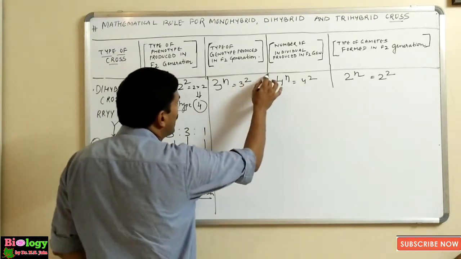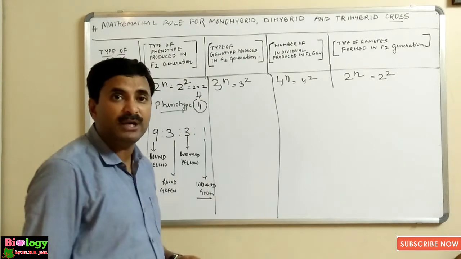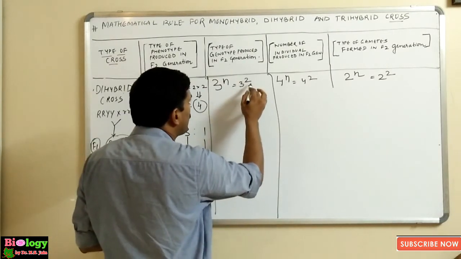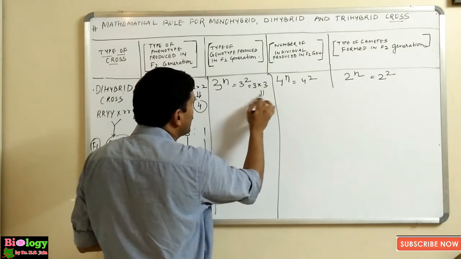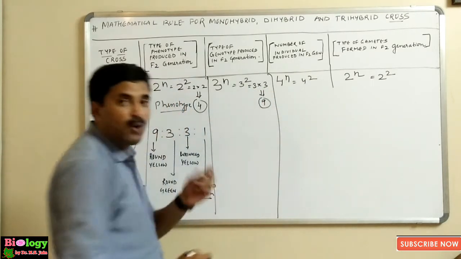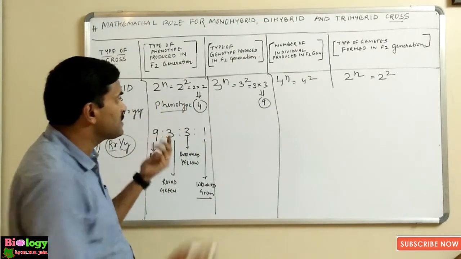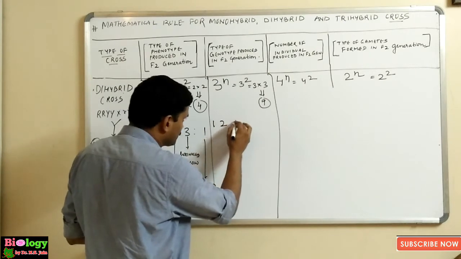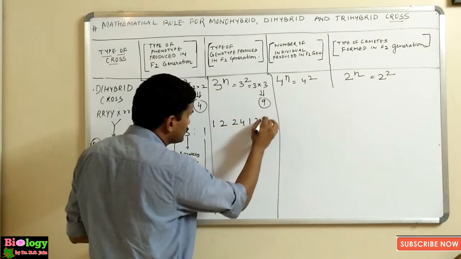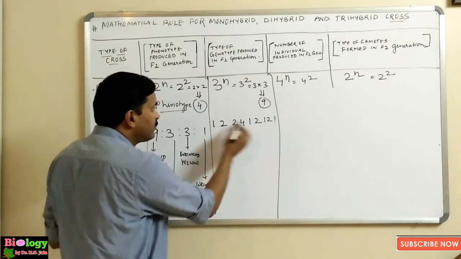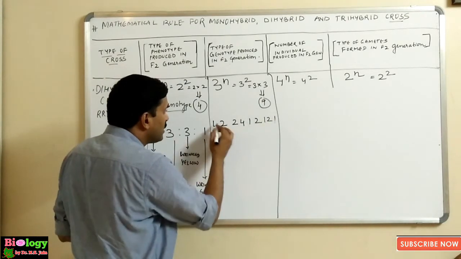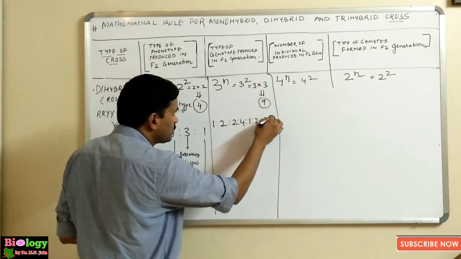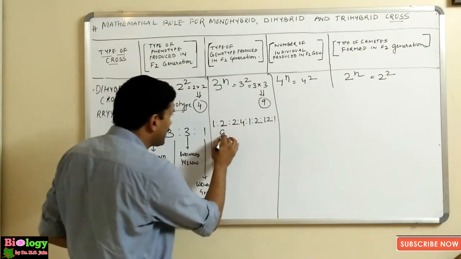Now coming to how many types of genotypes are produced in the F2 generation. See here, 3 to the power of 2, so 3 into 3, you get 9. Now how do we get 9 genotypes? We have already calculated the ratio like this: 1:2:2:4:1:2:1:2:1. What is this? This is the genotypic ratio.